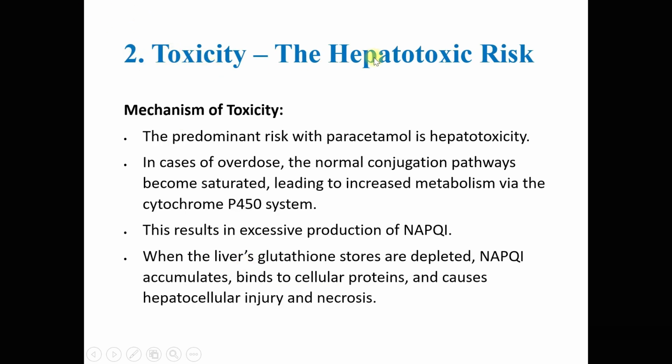Toxicity, the hepatotoxic risk, mechanism of toxicity. The predominant risk with paracetamol is hepatotoxicity. In cases of overdose, the normal conjugation pathways become saturated, leading to increased metabolism via the cytochrome P450 system. This results in excessive production of NAPQI. When the liver glutathione stores are depleted, NAPQI accumulates, binds to cellular proteins, and causes hepatocellular injury and necrosis, which results in permanent hepatic failure in some cases.